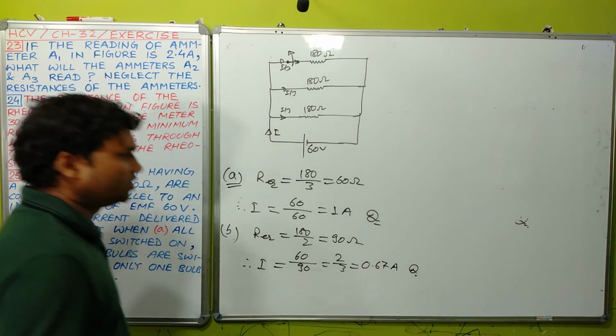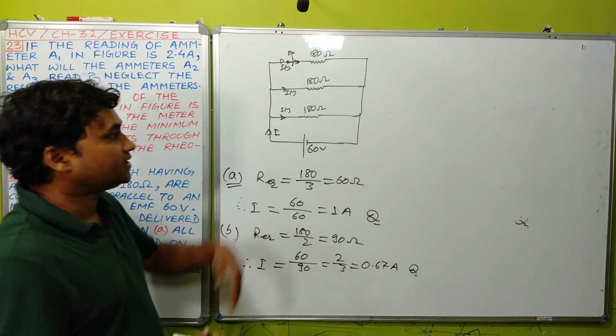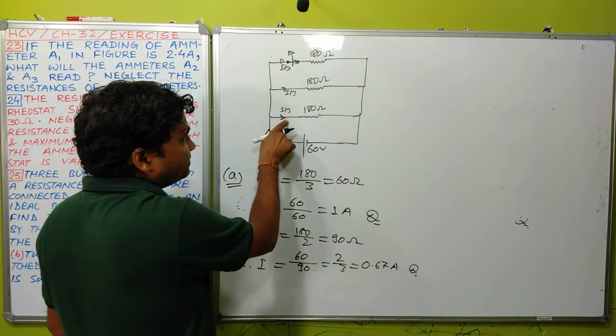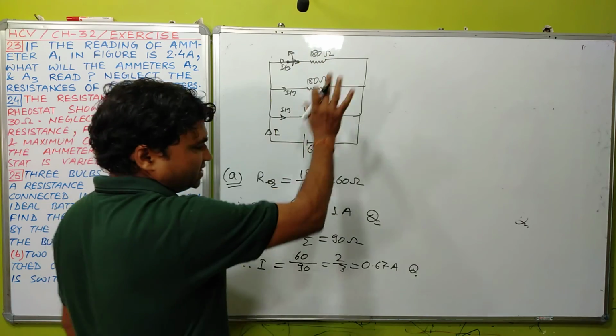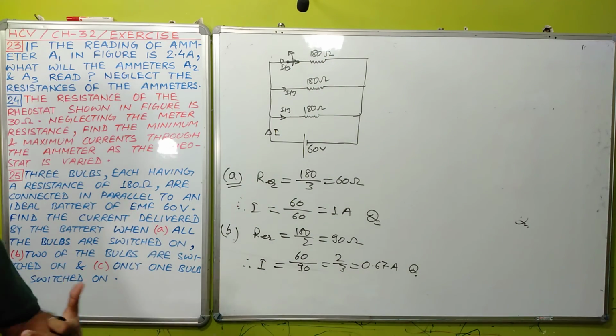Okay student, again you can use KVL here, and in this case the current will be divided as I by 2 because this one is ineffective, and thereafter use the equation for that.